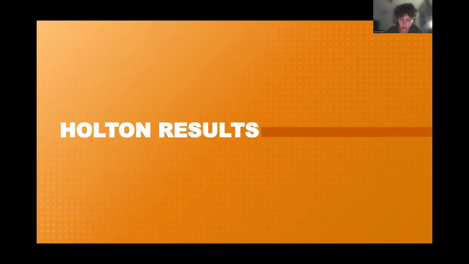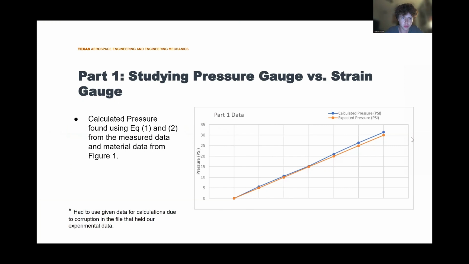So here are the results for part 1 of the experiment. We can see here this data was calculated using the equations outlined in the procedure section, that's equation 1 and equation 2, and the material data from figure 1. This is done using the data given.